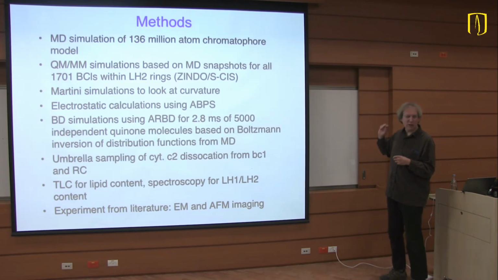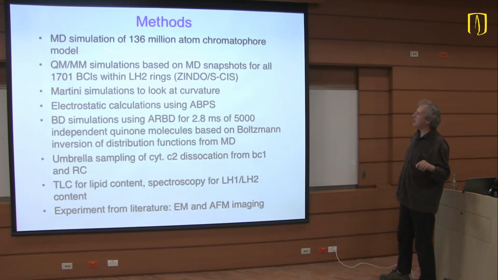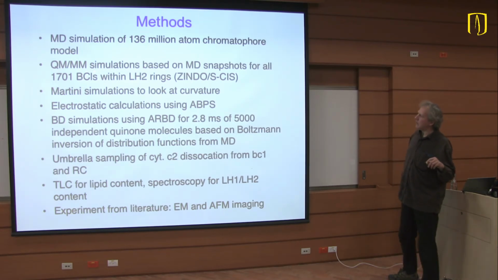The reason why there were so many authors is that everybody had their own pet technique, and many of them had one individual component in this ladder from femtoseconds to ATP efficiency. So this is the most expensive part, an MD simulation of a 136 million atom chromatophore model. Then based on these snapshots from the simulation, there are QMMM calculations that actually looked at light capture on the chromatophores, on the bacteria, with the chlorophylls.